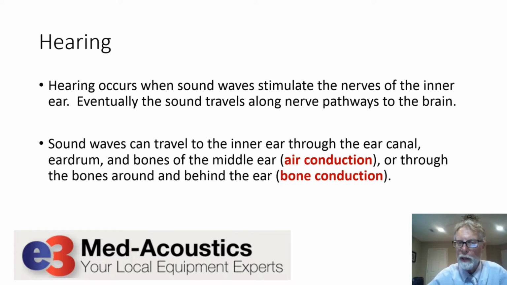But sound waves can also travel to the inner ear through the bones around and behind the ear. And we can actually place a small vibrator behind the ear and test that way. This way we are bypassing the ear canal, the eardrum, the middle ear. We're bypassing all of that mechanism, and we are stimulating the inner ear, the cochlea, directly through bone conduction. That's another way of testing. So we have two ways of hearing: air conduction and bone conduction. The most common, of course, is air conduction.